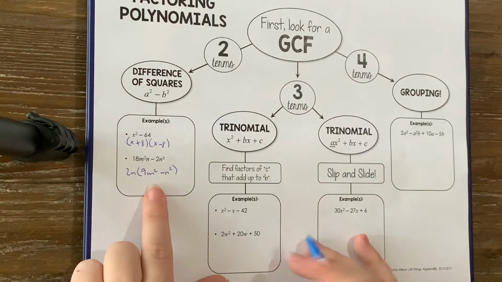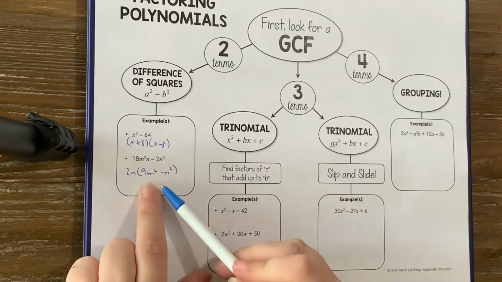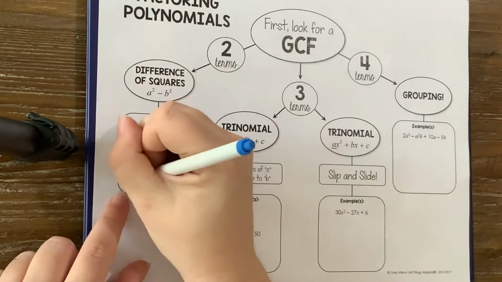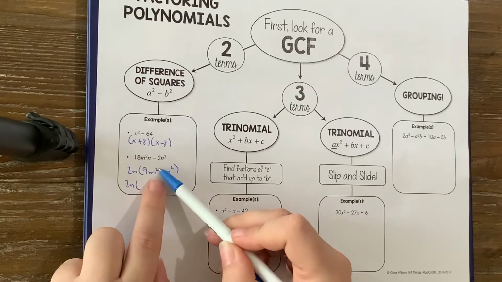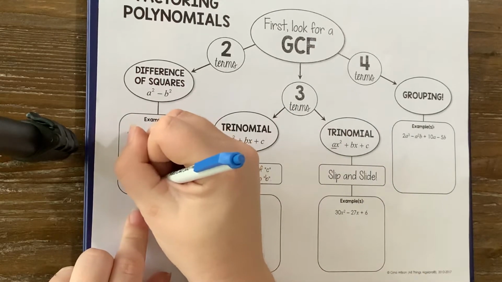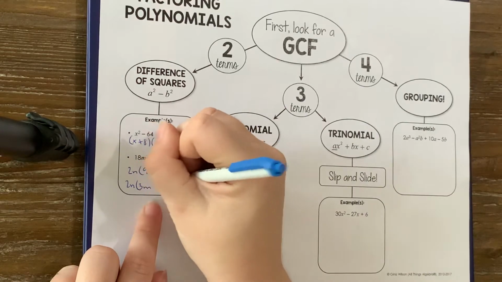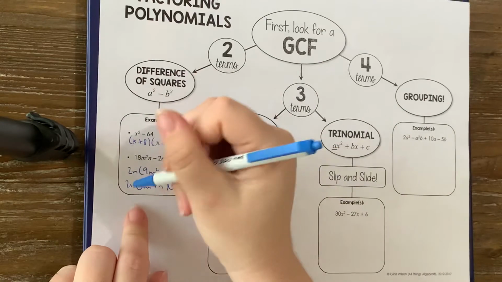Okay, so then from there, we have 2 terms right here. So we want to see if we can do the difference of squares with it, and we can because we can take the square root of each term. So that 2n that we took out, we just pull it down. The square root of 9m squared is 3m. And the square root of n squared is n. So you say 3m plus n and 3m minus n. And that's our answer right there.